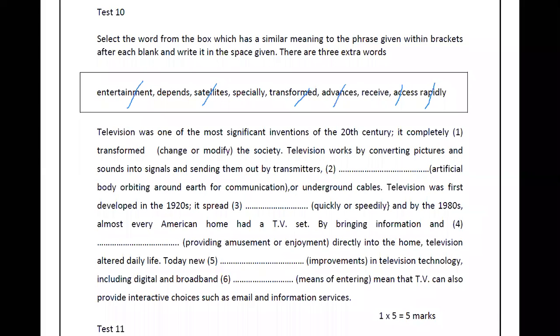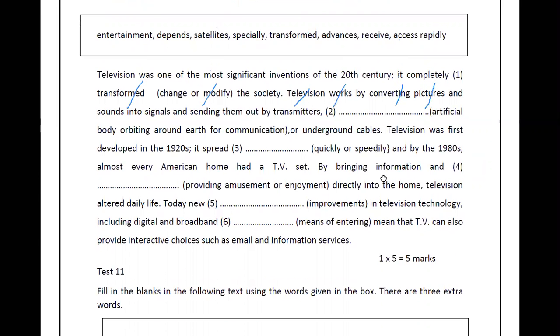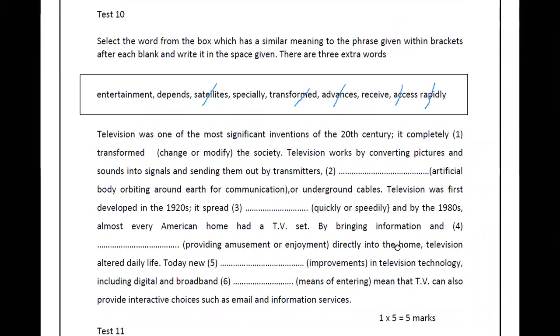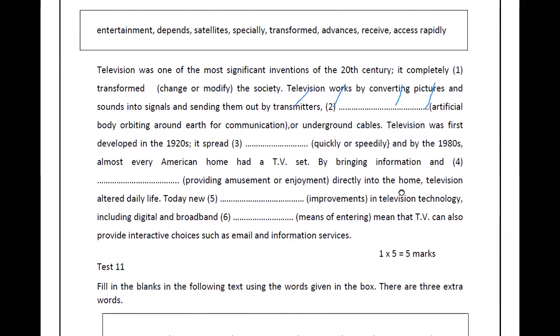Okay. Now you will be left out with 3 words. Yeah, you have been left out with 3 words. Okay, now you're almost done with it. 5 marks and pretty well, easily, right? So now let's go to the next one. Next one is test 11.